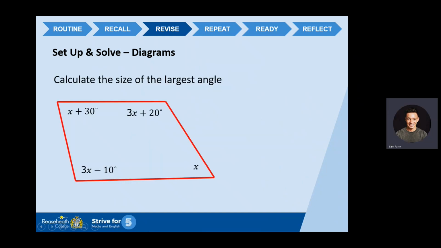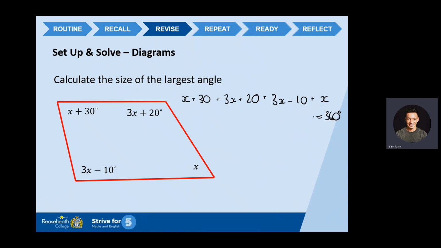Okay, let's have a look at another example. So, calculate the size of the largest angle. So this is a different sort of question here, but we're going to need the same principles that we've looked at previously. Okay, so let's start. x plus 30, 3x plus 20, 3x minus 10, x. Now they're all referring to the corners inside of this quadrilateral, okay? So that means they're angles, and we know angles inside of a four-sided shape, such as this one, add up to 360. So I want to write it out as a long equation again. So x plus 30 plus 3x plus 20 plus 3x minus 10 plus x. Altogether, that's going to give me 360 degrees.